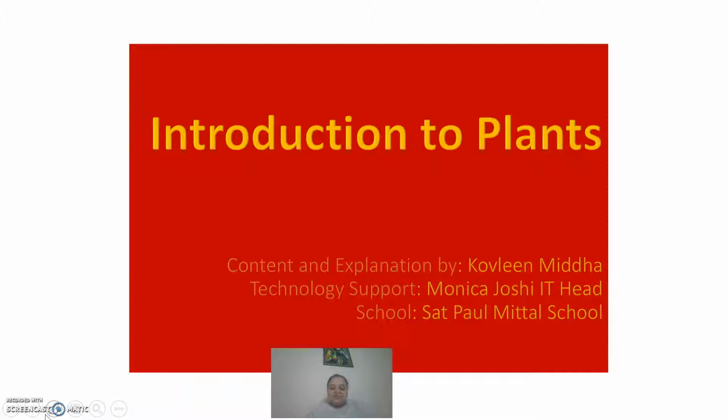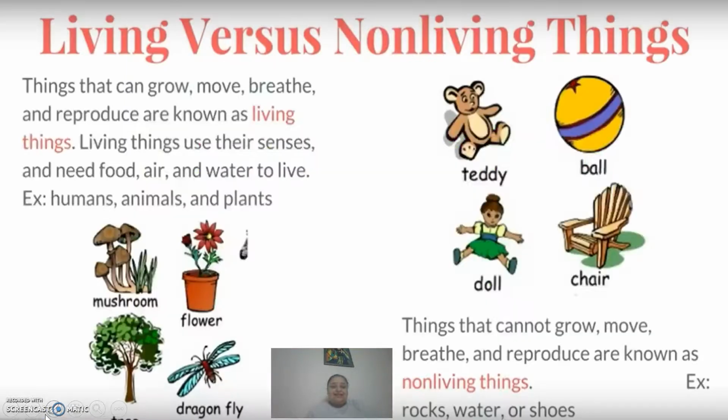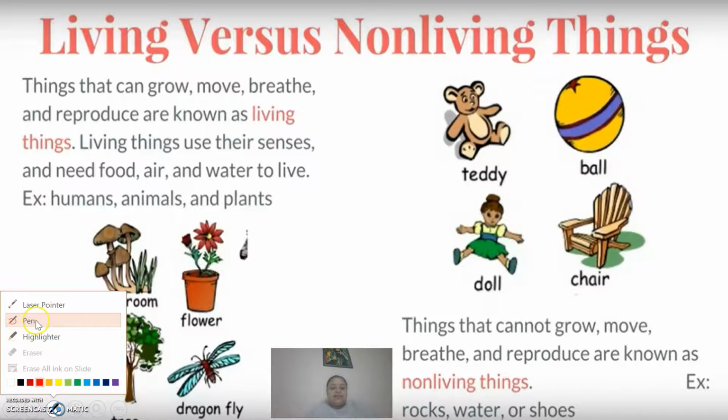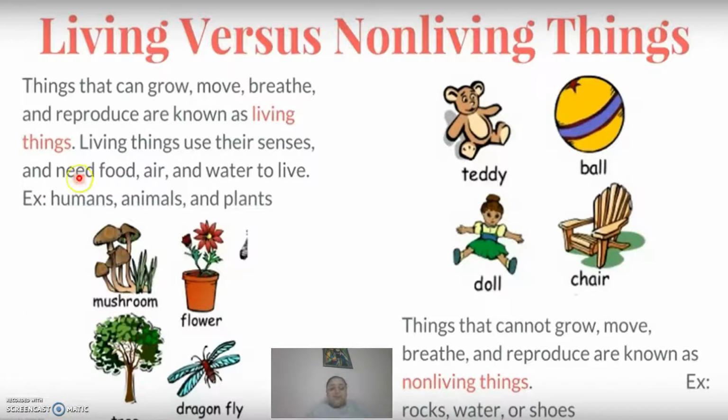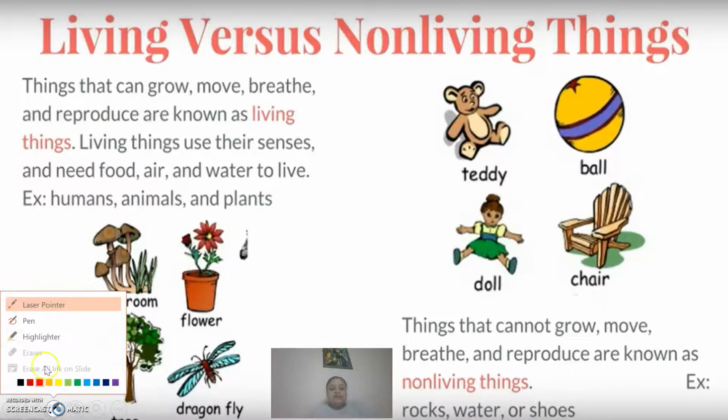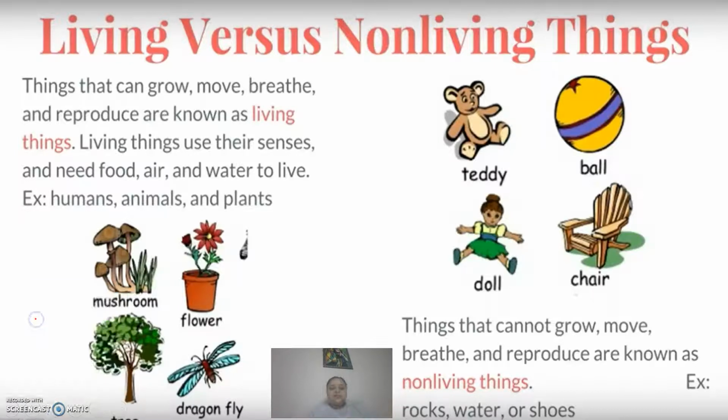So let's start. First, all the things in this universe are of two types, living things and non-living things. Now what are living things? Things that can grow, move, breathe, and reproduce are known as living things. Now you can see there are different words: grow, move, breathe, and reproduce.